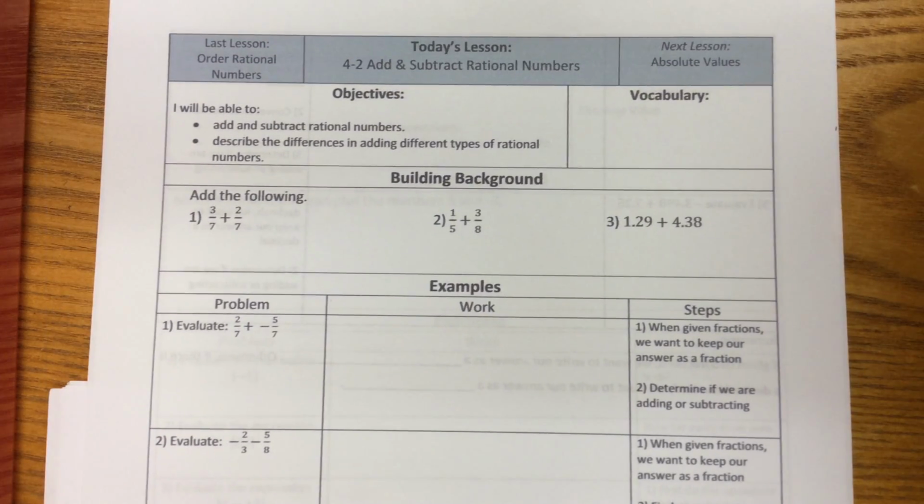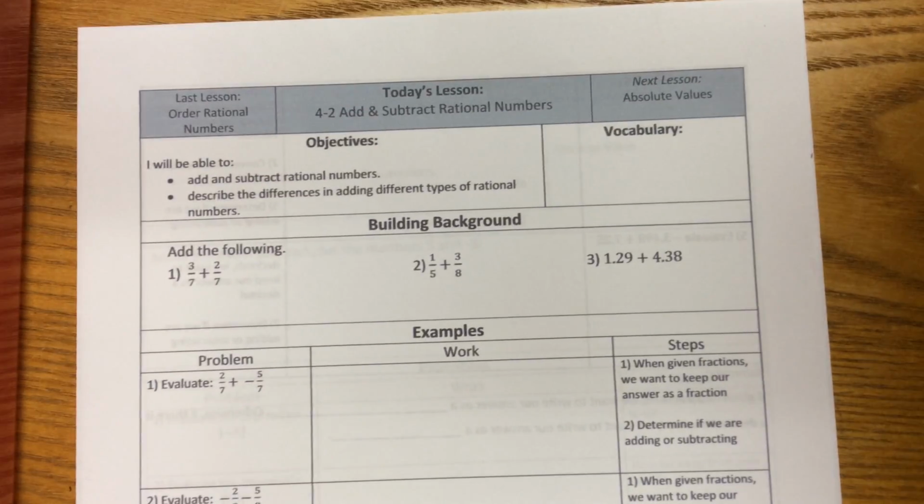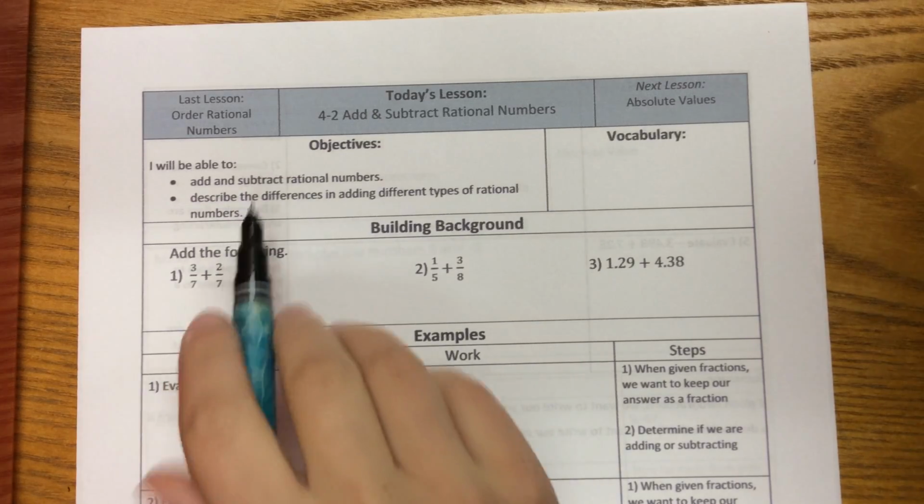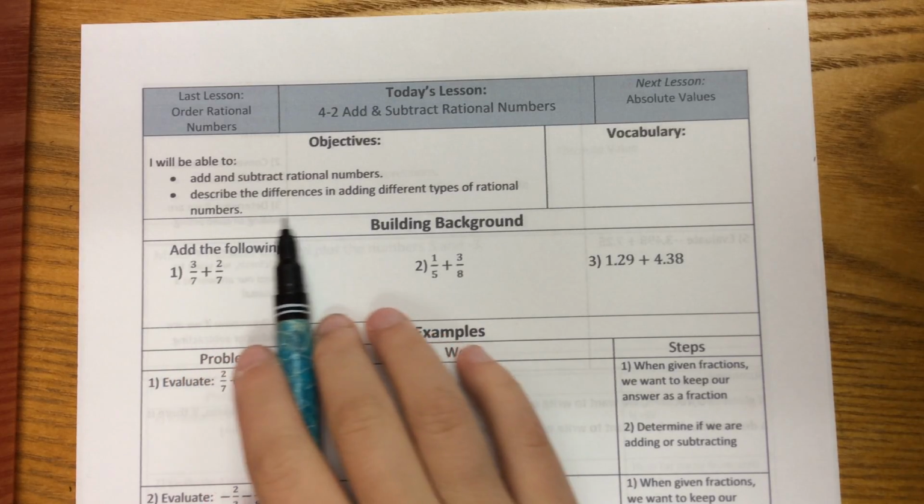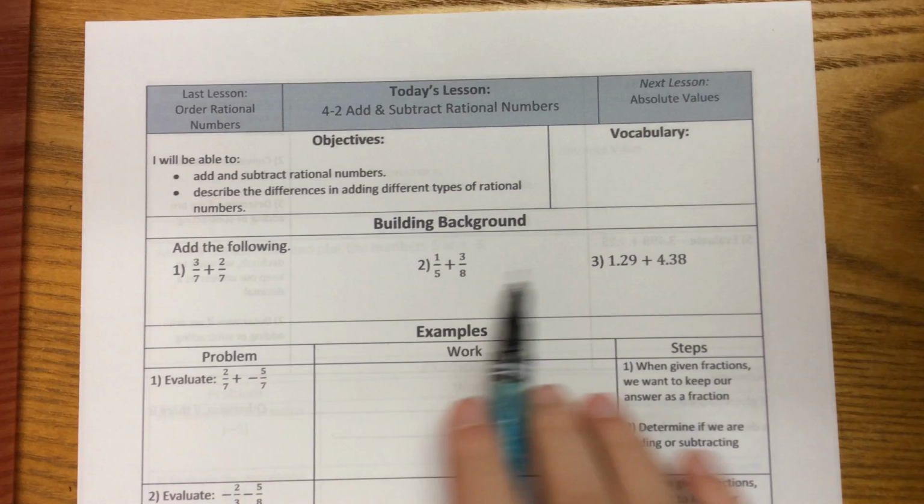Alright, welcome to 4-2, adding and subtracting rational numbers. We don't have any vocabulary today because we're still just working with decimals and fractions. So we will be able to add and subtract rational numbers and describe the differences in adding different types of rational numbers. So we're going to add the following of these.